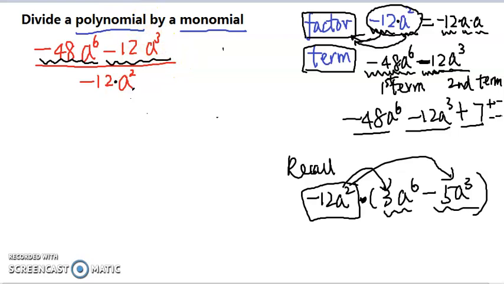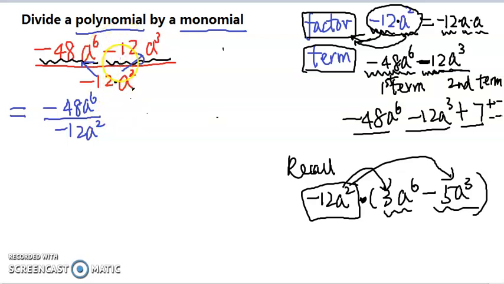When we do division, it's kind of similar. We're going to divide; we kind of distribute negative 12a squared to the top two terms. So it's like doing two division questions. We're doing negative 48a to the 6th, that's the first term, divided by negative 12a squared. And then we also have to do the other one. Let me put a little plus sign here.